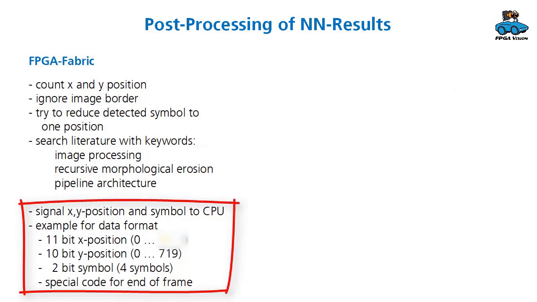Then the FPGA fabric can signal the X and Y position and the symbol to the CPU. And you can have a data format there, you can define it for yourself. So you probably need an X position, a Y position, and the symbol that has been detected. And it could also be a good idea to have a special code for the end of frame, so that the CPU knows when a new frame begins.